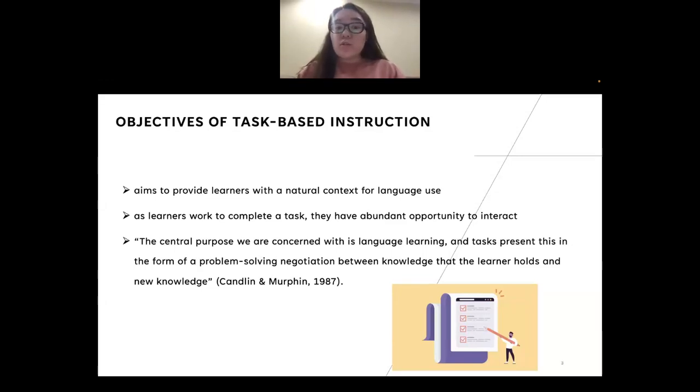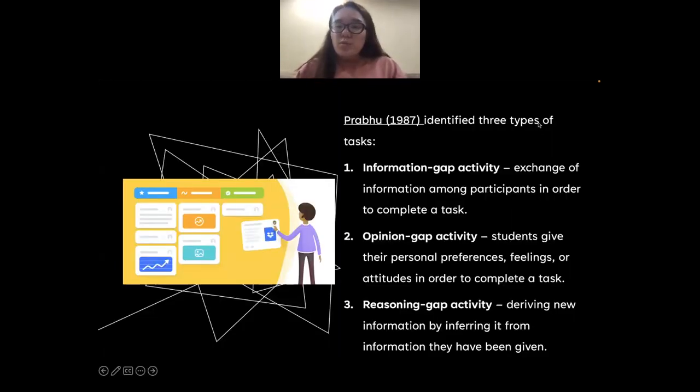It aims to provide learners with a natural context for language use. As learners work to complete a task, they have abundant opportunity to interact. And Candlin and Murphy in 1987 claim that the central purpose we are concerned with is language learning, and tasks present this in the form of a problem-solving negotiation between knowledge that the learner holds and the new knowledge. Problem-solving negotiation.